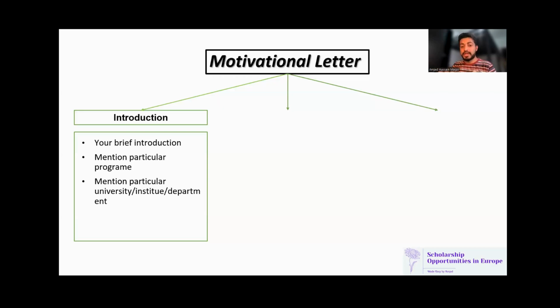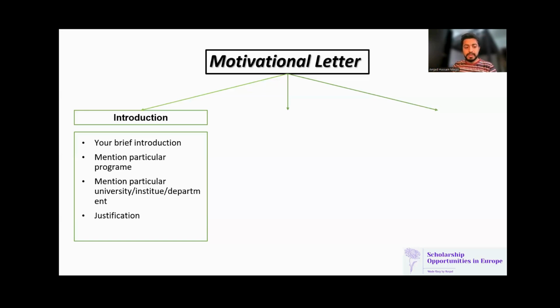Please do not make the mistake of writing a general motivation letter and sending it to all the funding opportunities you are looking for. This is the biggest mistake. Do not do this. For every funding opportunity you have to revise and rewrite your motivation letter. You have to mention the specific program you are applying to, the specific institute, department, or research group. You should mention that in your introduction.